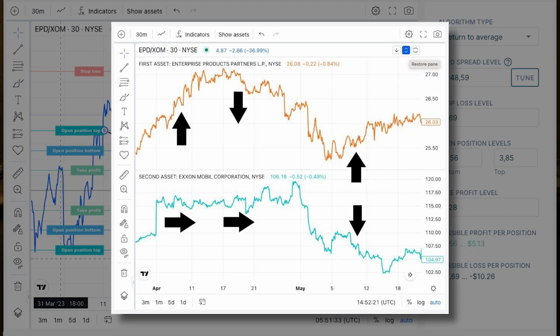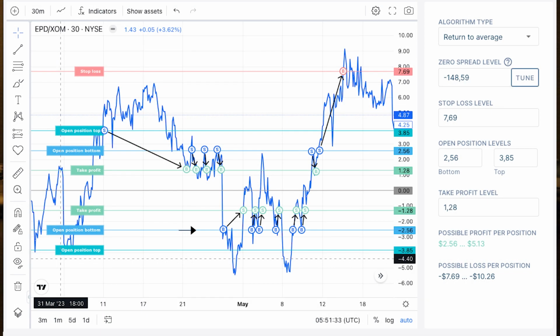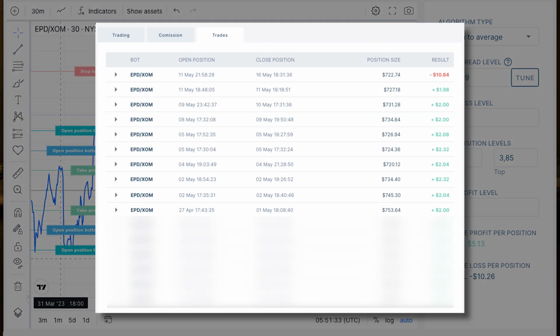However, in May, things revert back to Enterprise outperforming Exxon, as you can see in this chart. Enterprise's stock price goes up while Exxon's price heads lower. Here you can see that the AI bot puts on numerous trades to buy the pair to head higher. And you can see the trades and profits that the AI bot made in May.